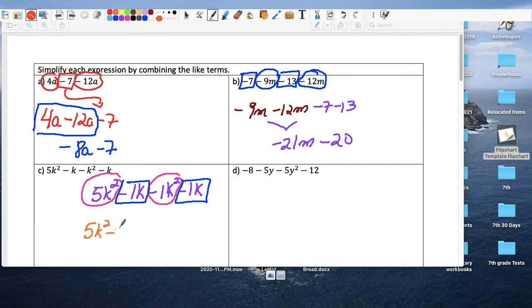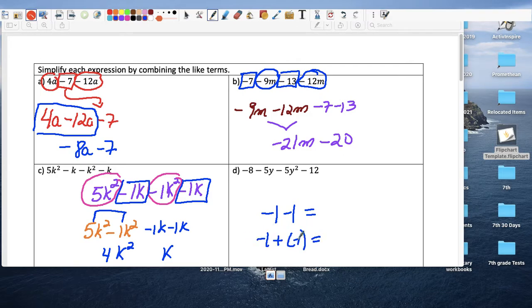5k squared minus 1k squared, and then on the other we're going to put minus 1k and minus 1k, right? So these are the same case, right? The same type of case. And we do 5 minus 1 and we got 4, right? So we subtract the coefficients. And here we get minus 1k minus 1k, so we know it's going to be something k, and then let me just take out the coefficients. We get minus 1 minus 1. What's negative 1 minus 1? If you actually do this and change that to this, there's friends, so you get negative 2. So that would be minus 2k.